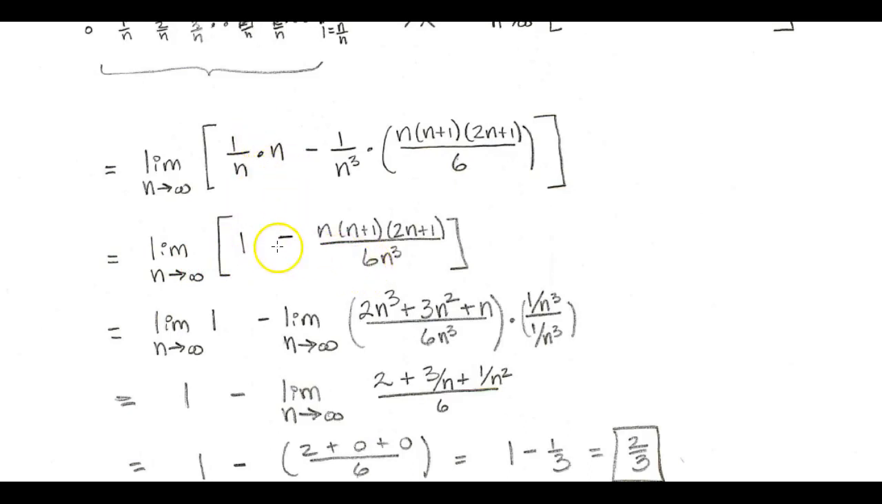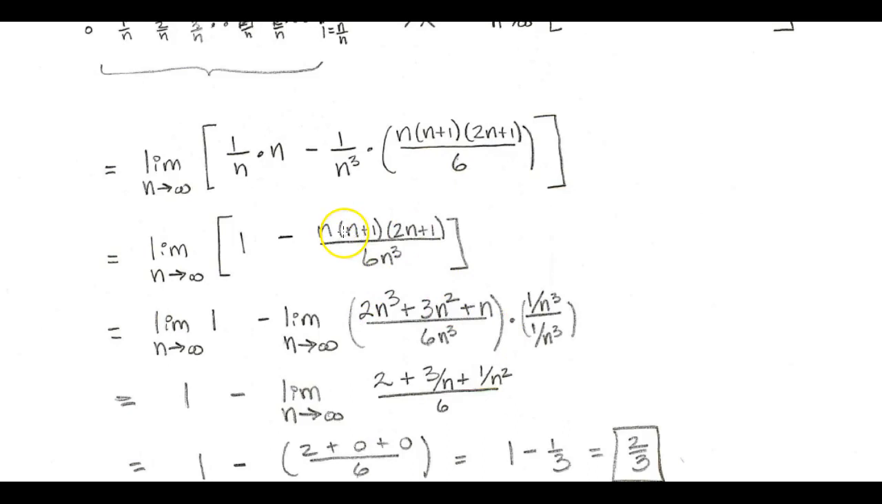So 1 over n times n is 1. The limit of a constant is just that constant. It doesn't matter that n is going to infinity because it's the limit of a constant. This guy is a rational function, right? So I have to multiply the numerator and the denominator by the highest power of n that I see. Well, there's an n cubed in the denominator, and if I were to multiply this out, I would have another n cubed. So that's the highest power.